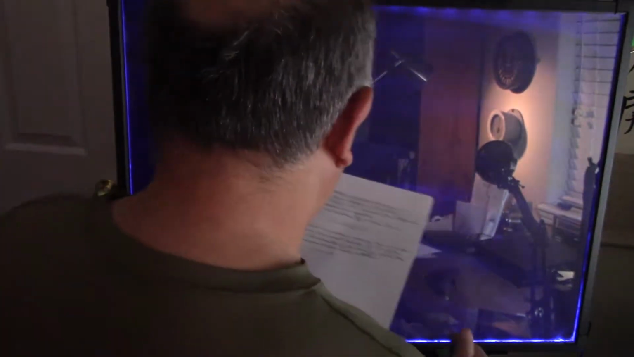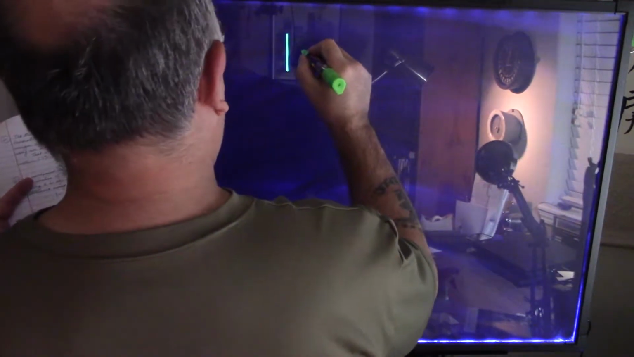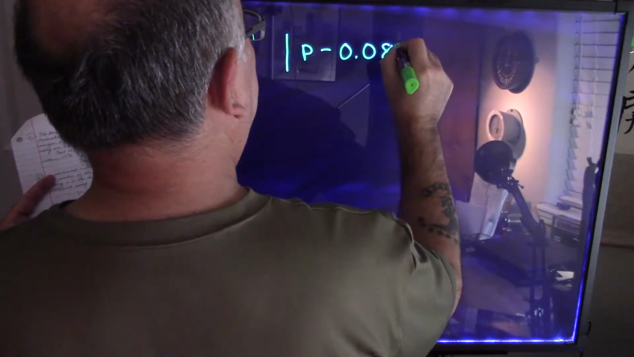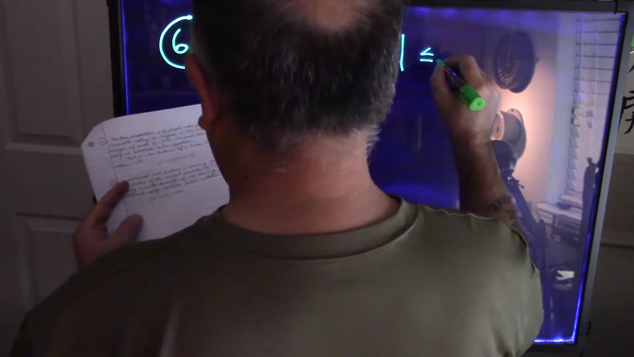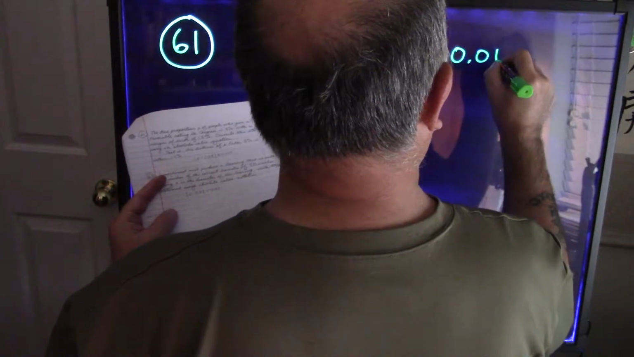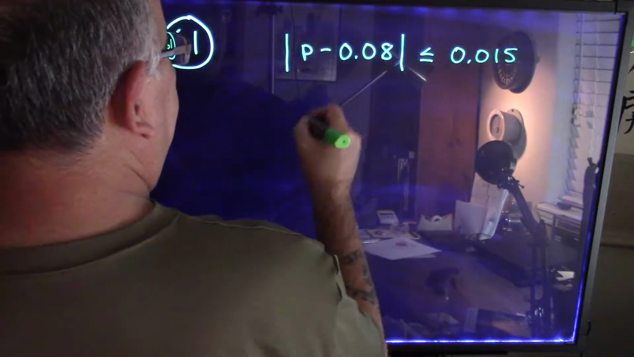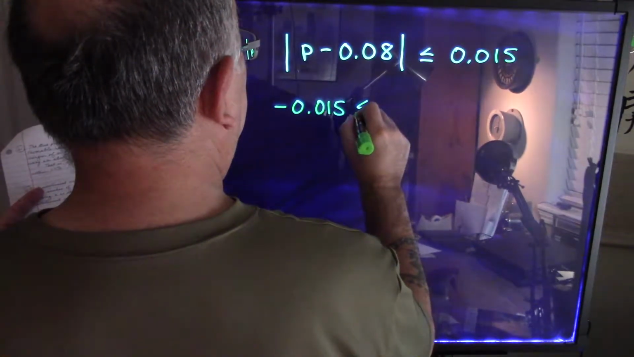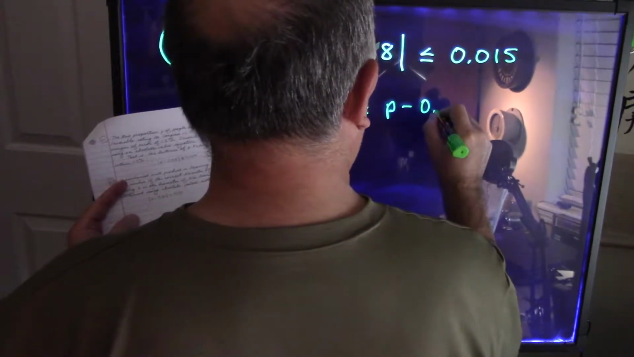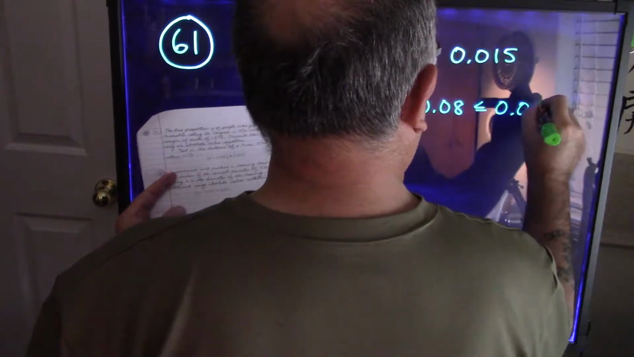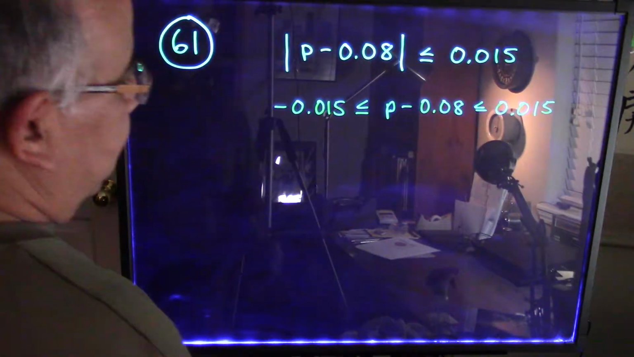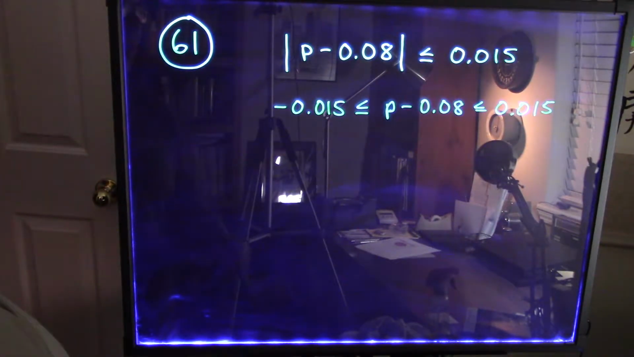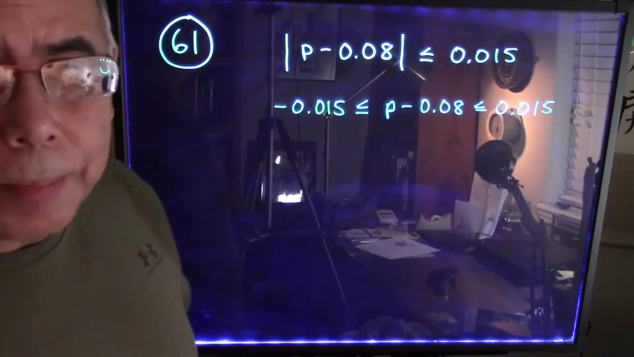So you would set up this absolute value inequality. Absolute value of P minus 0.08, which is the same as 8%, is less than or equal to 0.015, which is 1.5%. Without absolute values, you would write it like this. So the distance between P and 8% has to be within 1.5% or less. There you go.